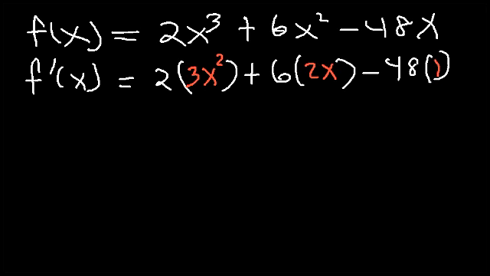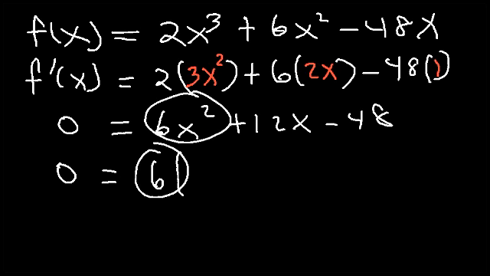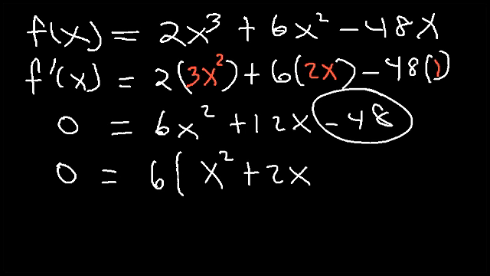So f prime of x is equal to 6x squared plus 12x minus 48. So let's set it equal to 0, and let's find the critical numbers. So we need to factor. Let's remove the GCF. The greatest common factor between 6, 12, and 48 is 6. 6x squared divided by 6 is x squared. 12x divided by 6 is 2x. And negative 48 divided by 6 is negative 8.